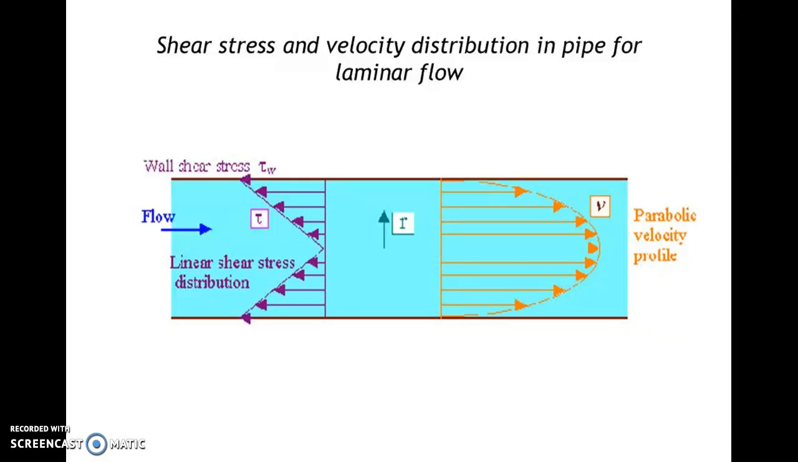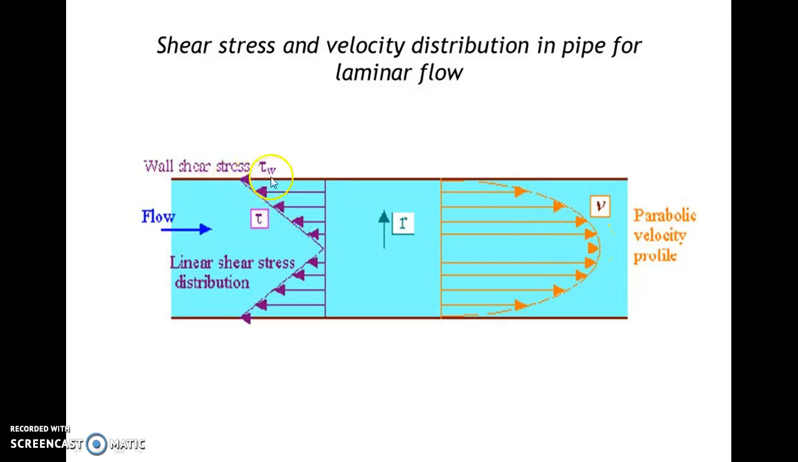Okay, coming on to the shear stress and velocity distribution in pipe for laminar flow. In this figure we can see the shear stress distribution and also the velocity profile of the laminar flow. So velocity profile is parabolic in nature, with the value of the velocity increasing from wall to the center. At the wall it is 0 due to no slip condition. It goes on increasing and reaches maximum at the center.